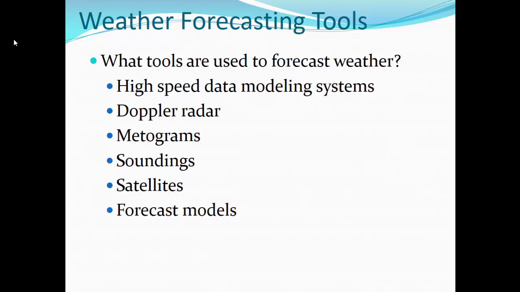The number of tools and the complexity of the tools used in weather forecasting is growing every day, but there is a basic group of tools that we use for weather forecasting, starting with high-speed data modeling systems, so your basic weather models, but those weather models can't be run without information, without that analysis, without the weather observations. We have Doppler radar we use for nowcasting. We have meteograms that we use for short-term forecasting. We have soundings and upper air wind profiling that we use to help produce upper-level analysis and forecasts, satellite imagery for upper-level analysis and forecasts, and also for nowcasting, and of course then those forecast models.